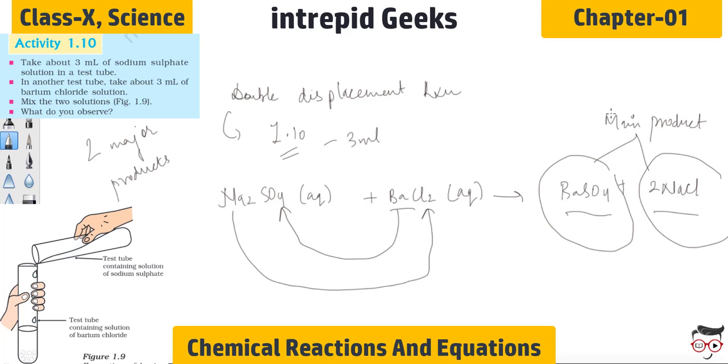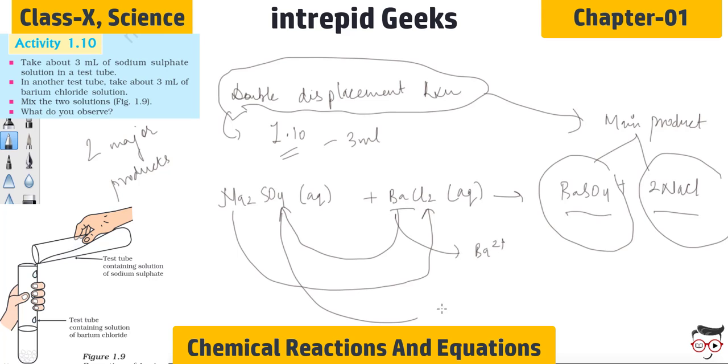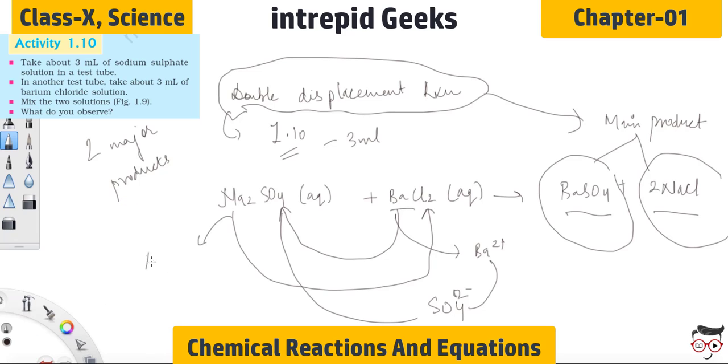While in a displacement reaction, only one product was there and another was a kind of element, or you can say a precipitate such as of copper. That is why a double displacement reaction comes into process when two main products are formed. So Ba is Ba 2 positive and SO4 is SO4 2 negative. That is why BaSO4. Similarly, Na will be Na positive and Cl will be Cl negative.